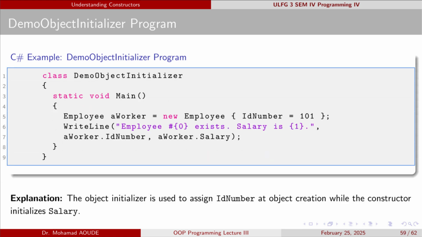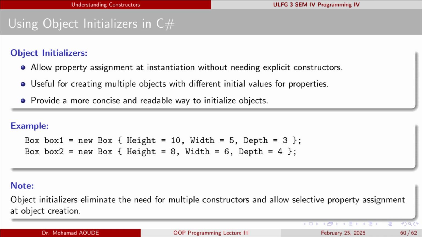Here the program shows that an employee is created, initialized, and ready to use in just two simple lines. Clean, fast, and elegant coding. You can even initialize multiple properties at once. Object initializers eliminate clutter and make object creation more readable and less error-prone.